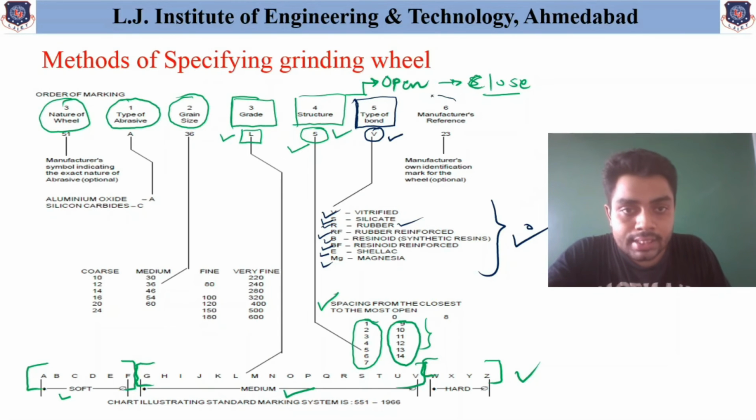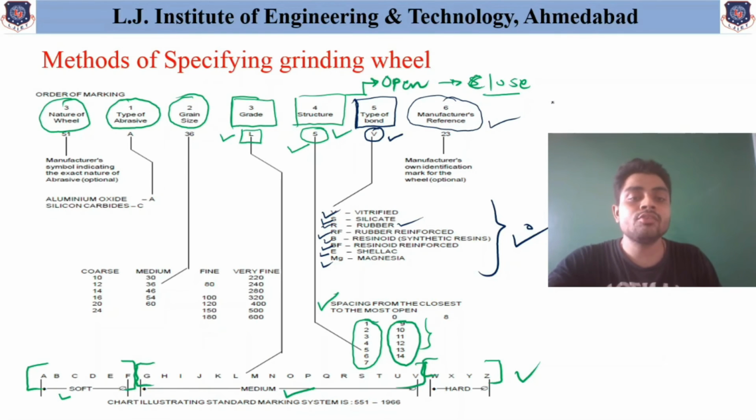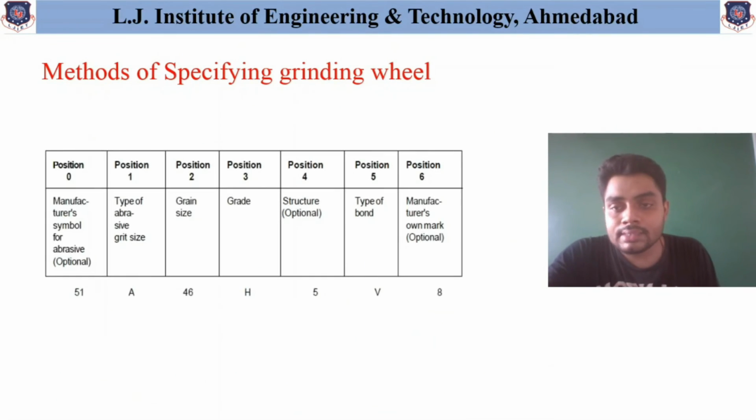And the last one, the seventh one, indicates the manufacturer's reference. This manufacturer's reference is nothing but its own identification to understand the part manufactured. So again, these are the total 7 parameters that you need to remember. The first gives the nature of wheel, then type of abrasive, grain size, grade, structure, type of bond and manufacturer's reference. And lastly, let us take an example.